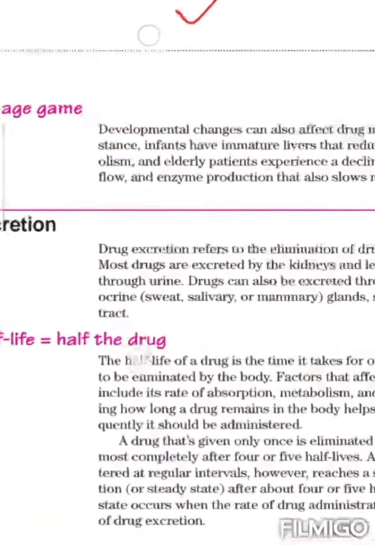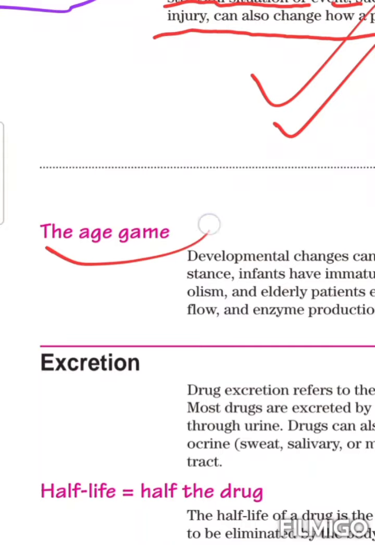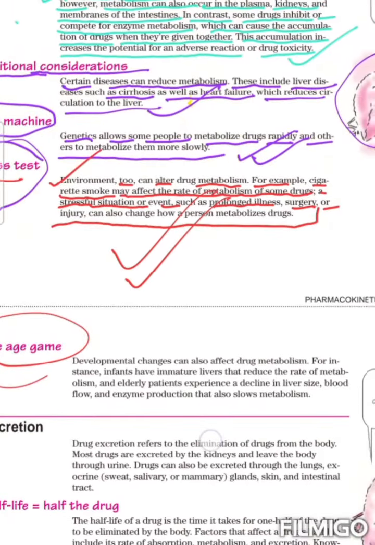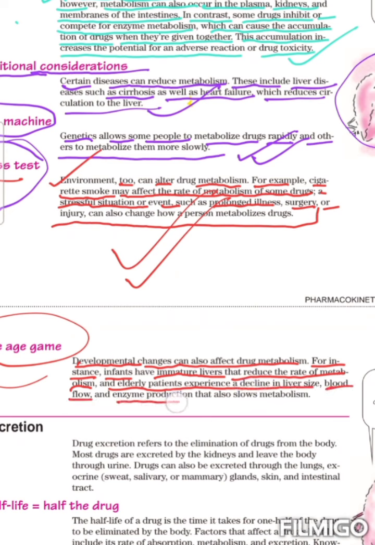Now we move to the age factor. Okay, so here we will see developmental changes can also affect the drug metabolism. For instance, infants have an immature liver that reduces the rate of metabolism. An elderly patient experiences a decline in liver size, blood flow, and enzyme production that also slows the metabolism.